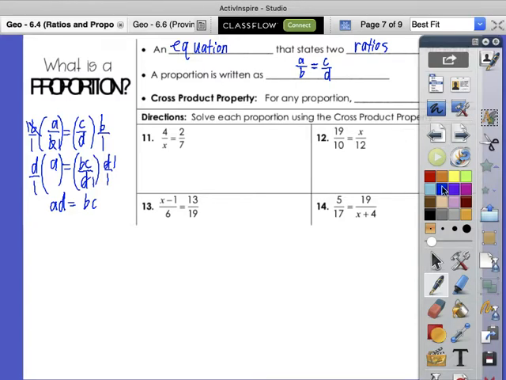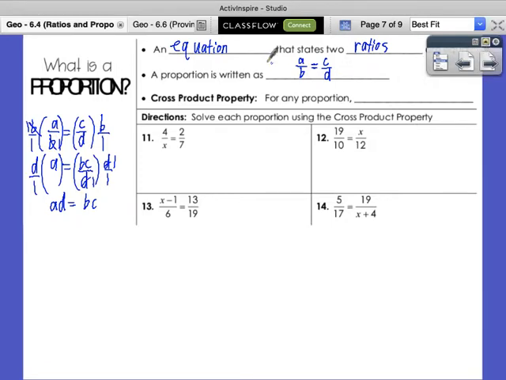So we said a proportion is when we take an equation and it states 2 ratios are equal. So we take 2 ratios and we put an equal sign between them. We're saying these ratios are equal. And we write a proportion as A to B is equal to C over D. So A to B is a ratio, C to D is a ratio, and we state that they're equal.